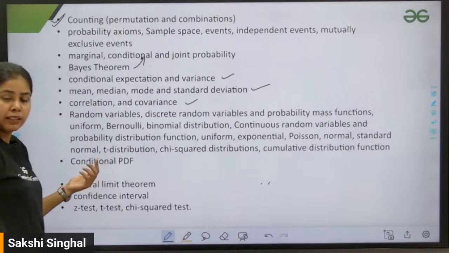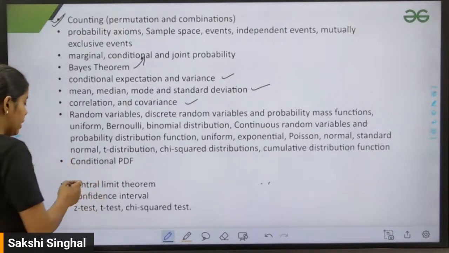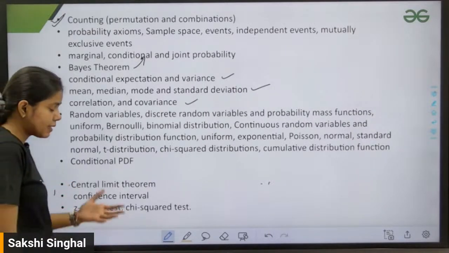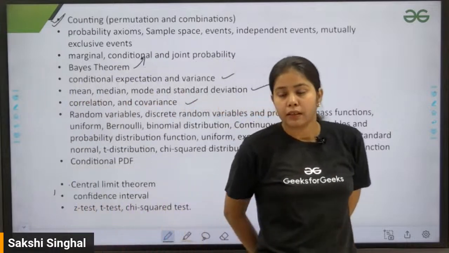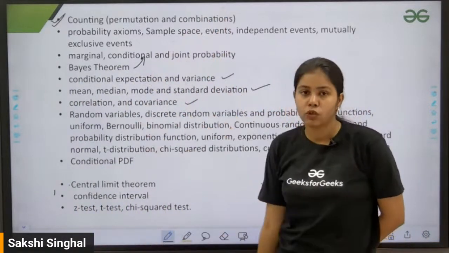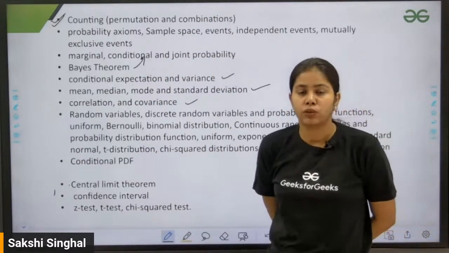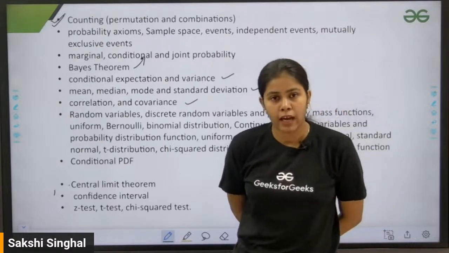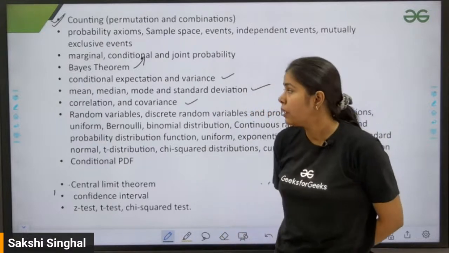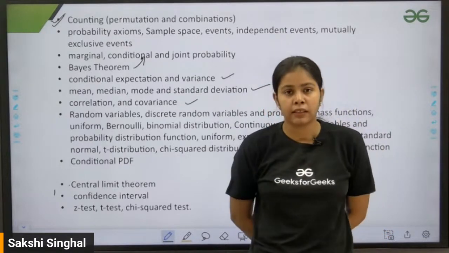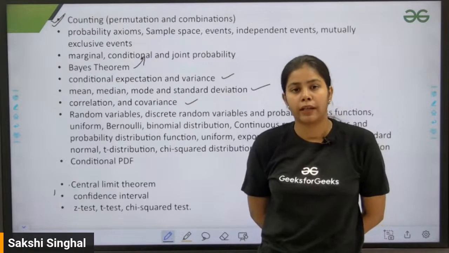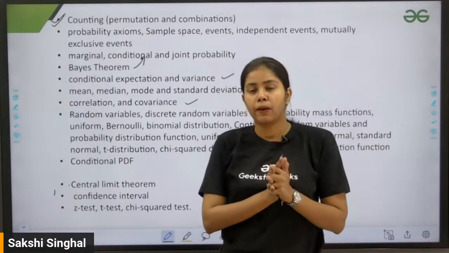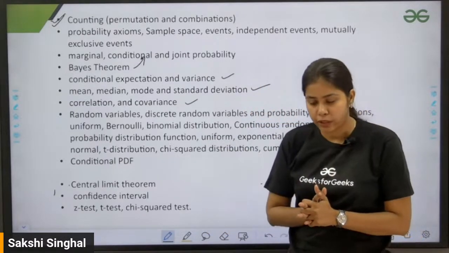Next is the conditional probability density function, which is a different thing. And next we have some statistics topics: central limit theorem, confidence interval, z test, t test, and chi-square test. We are going to cover all of these topics in these YouTube sessions so that you are prepared for probability and statistics. If you study all the topics here, you do not have to go for other books. We are going to cover all these topics in depth. So let's start with the first topic, counting.